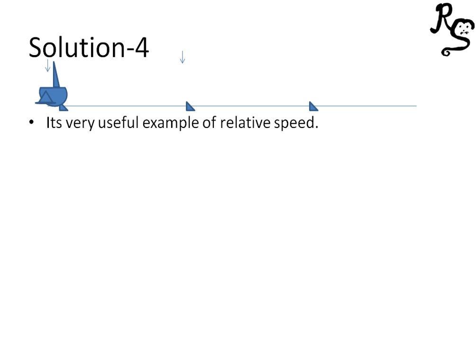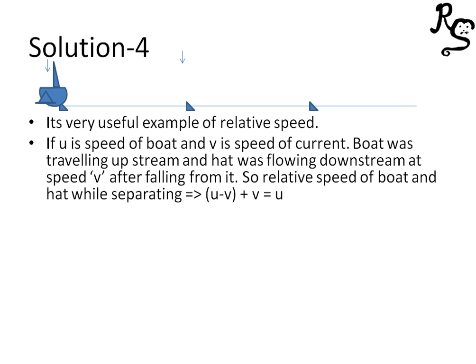Now it is a very good example of relative speed. Let us assume that u is the speed of the boat and the speed of the current is v. While going, Richa's boat was traveling upstream, so the actual speed of the boat would be u minus v. At the same time, the hat has fallen and started moving in the other direction from the boat. So the relative speed of boat and hat would be u minus v plus v, which is equal to u. So with the speed of u, the boat and hat kept separating from each other for half an hour.